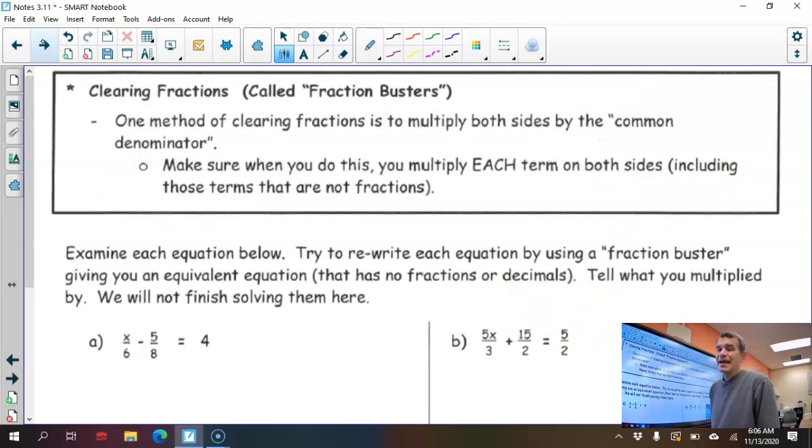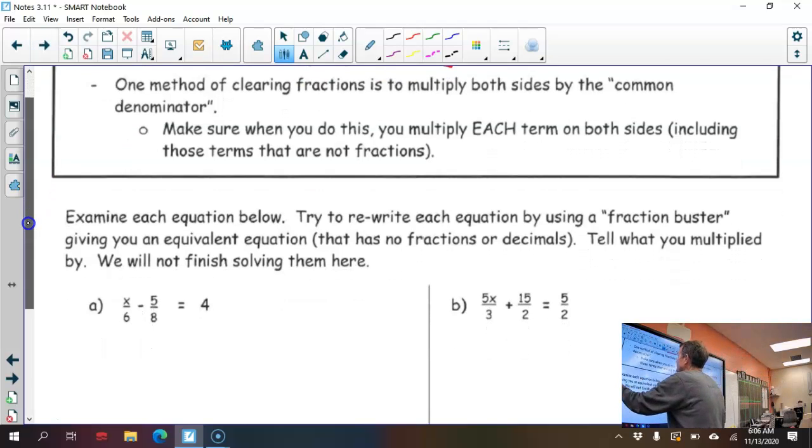Last thing, and this ought to be a review. I hope you did this in Math 8 last year. But if not, here we go. We're going to add to it a little bit, though. Clearing fractions out of a problem. We like to call this the fraction busters.